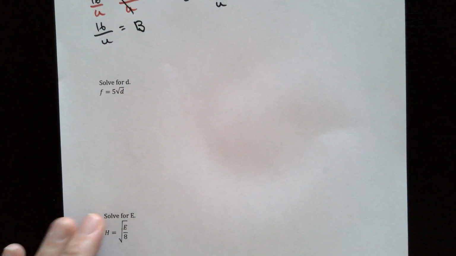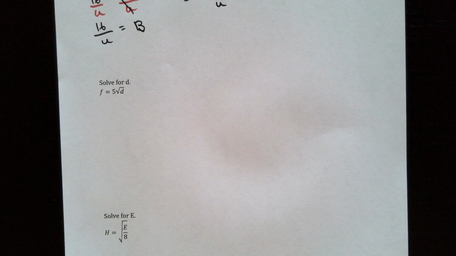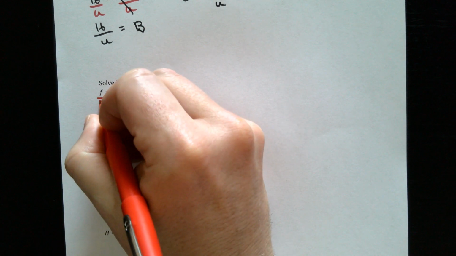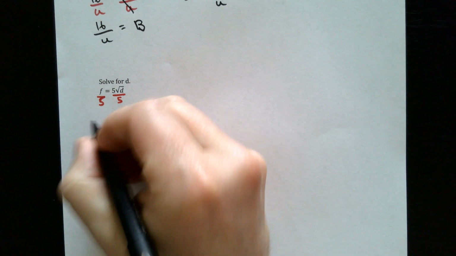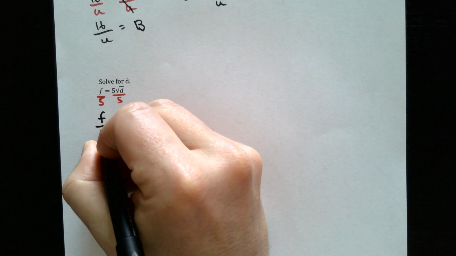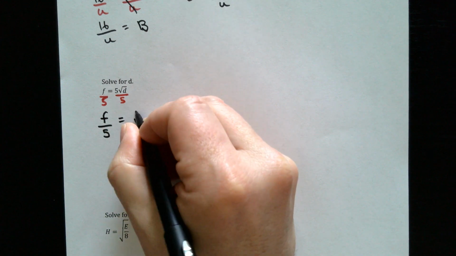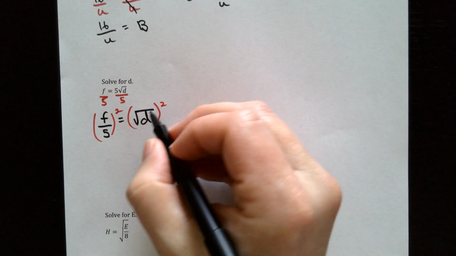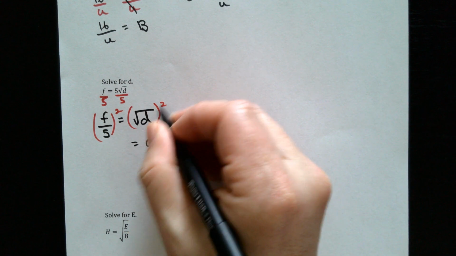Okay, the next one says solve for d. I'm going to first divide by the 5 to get rid of it. So divide that 5, get it to the other side, so that would be f divided by 5 is equal to the square root of d. Now it's almost by itself, we just have to get rid of that square root, which means we need to square both sides. That gets rid of the square root.